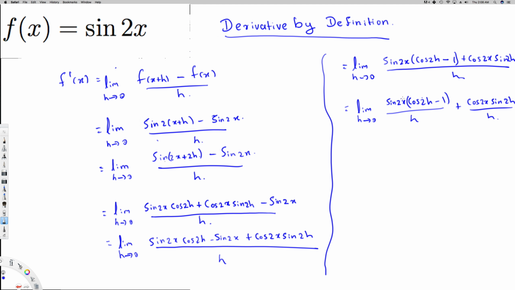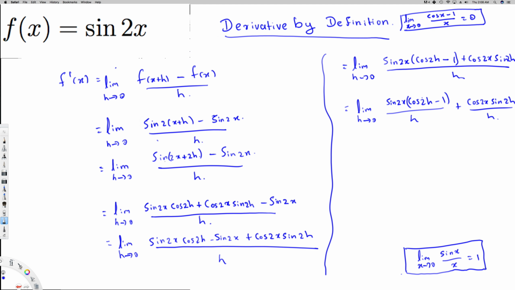Before I go further, I have to mention something. There's a general formula for these things. For example, when x approaches 0, cos x minus 1 over x is equal to 0. This is one of the general things. And another general thing we have to remember before we do this question is that when x approaches 0, sine x over x is equal to 1. These two things we have to remember before we approach this kind of question. If I can bring this pattern right here, I can solve this easily.